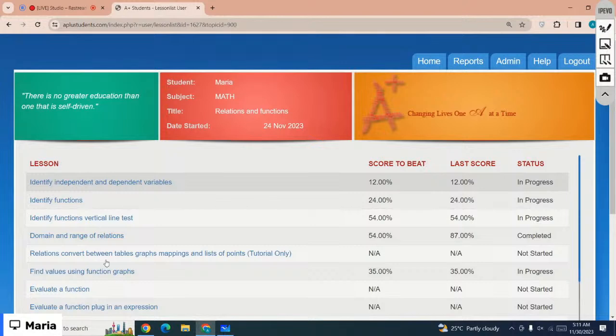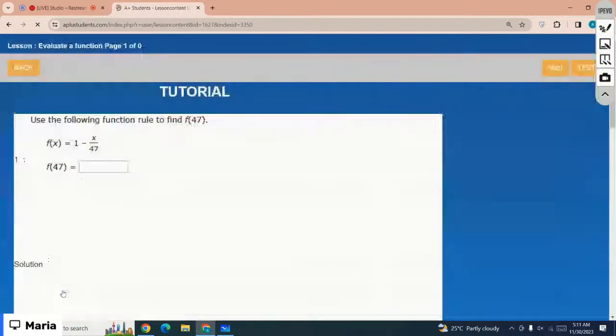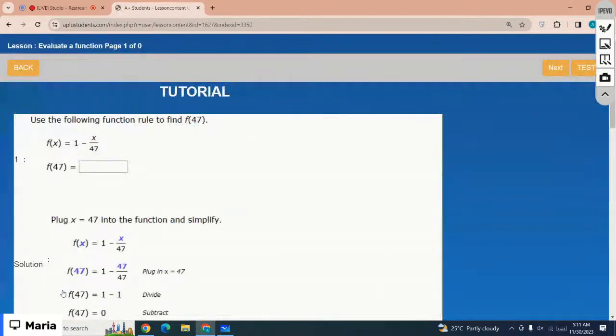And the next lesson is evaluate a function. Let's just start with the lesson. Okay, use the following function rule for f of 47. So basically, you have to evaluate the function at x equals 47. f of 47 means wherever you have an x in the function, you have to replace the x with 47.